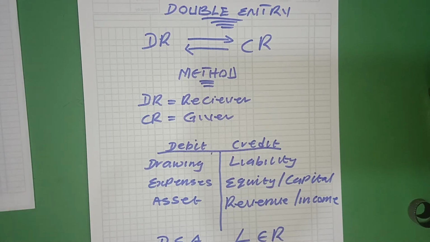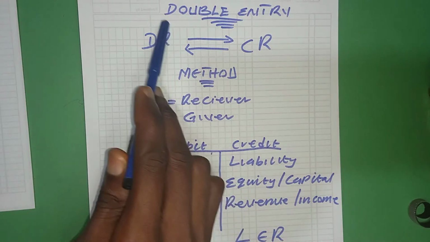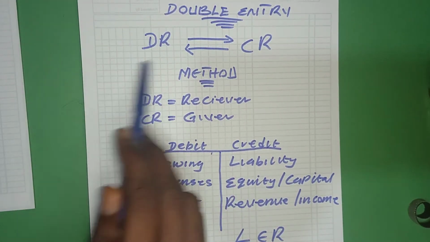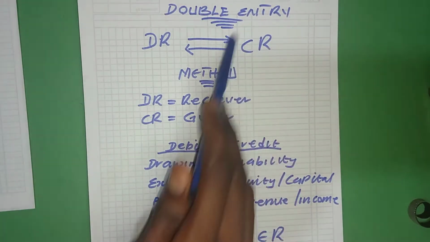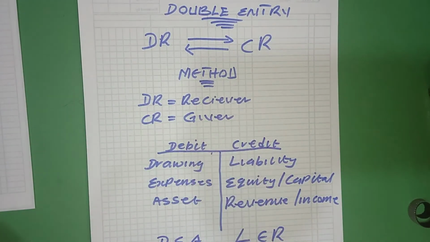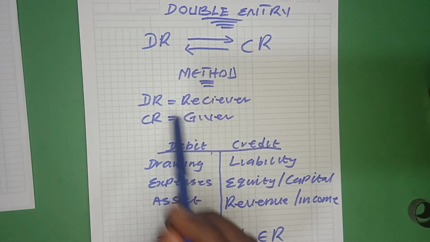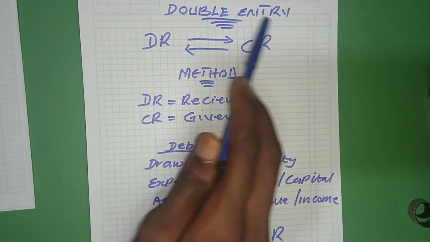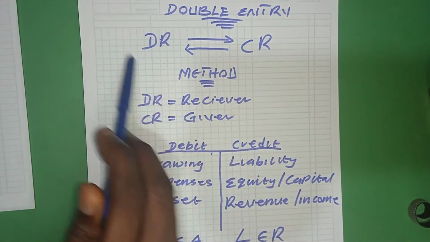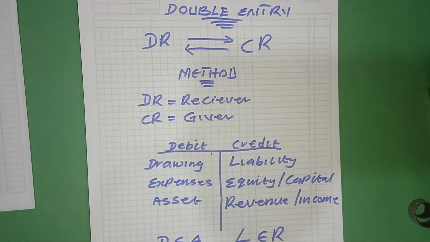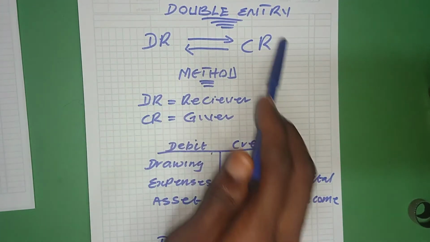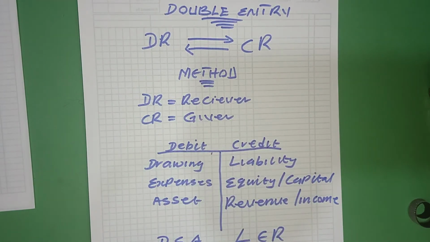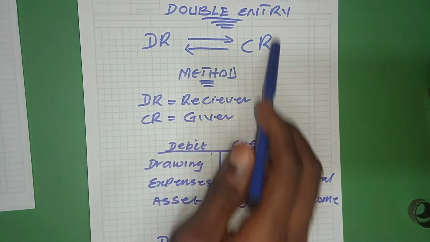Now, know this, put this in mind. To every debit entry, there must be a corresponding credit entry. That is to say, to every question you are going to solve, you must open two accounts. For every debit, there must be a credit. For every D, there must be a C. That is what this double entry principle is saying. For every debit entry, there must be a credit.